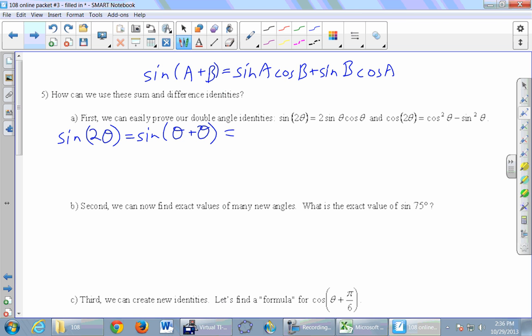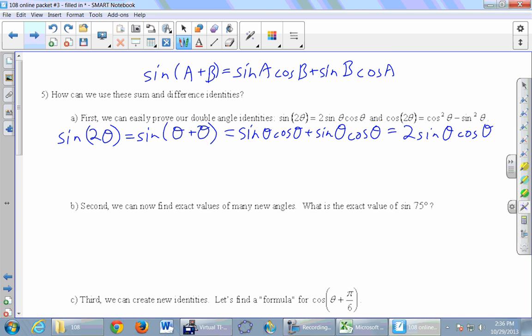And all we'll do is replace this a with theta, and replace this b also with theta. So every a and b becomes theta. So this is equal to sine theta cosine theta plus sine theta cosine theta, which is really just 2 sine theta cosine theta. And that's it. That's one of our double angle identities from last class, now proven.